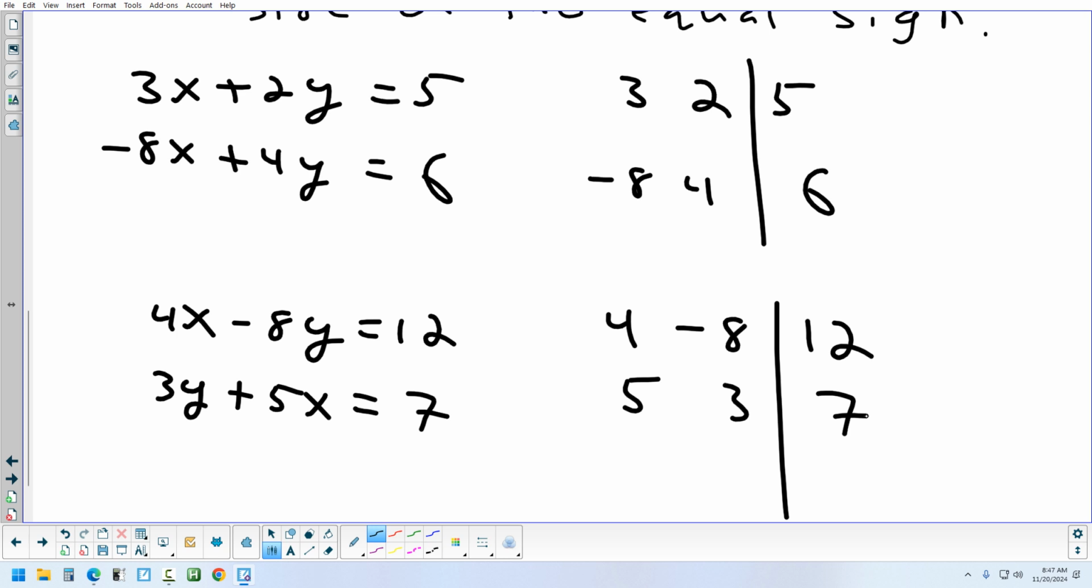Yeah, this isn't set up right. X's have to be in a column, y's have to be in a column, and then the number on the other side without the letter has to be in a column. So when we write this one down, we think of it as 5, 3, 7. Okay, so that's important.